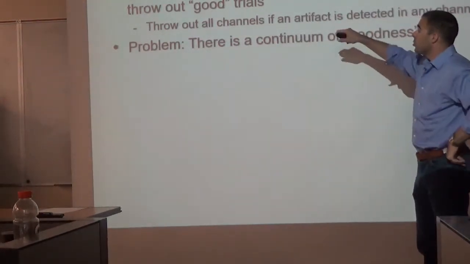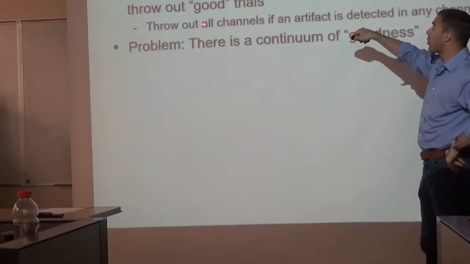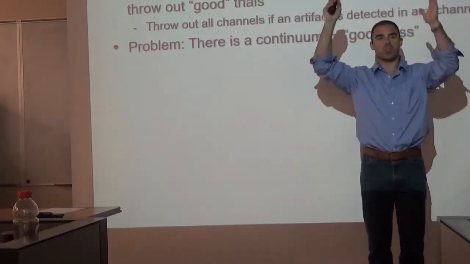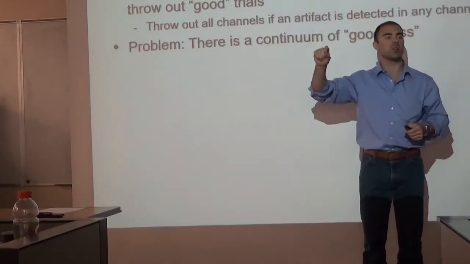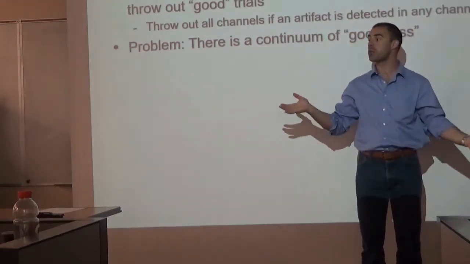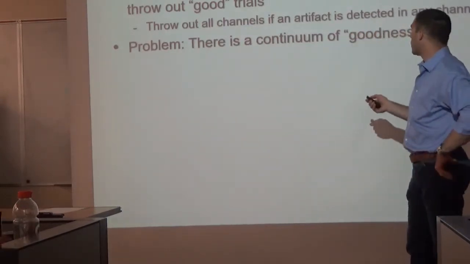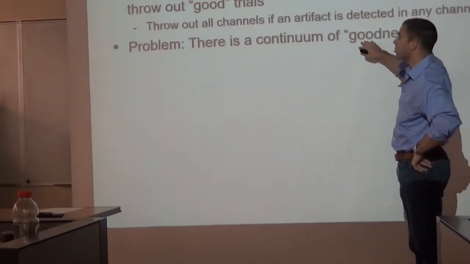And so, you could do one thing, which is basically throw out all the channels if there's an artifact detected in any channel. Okay, so during a particular trial, if there's a blink or there's something happening in one of the 32 sites, you just say, oh, we can't keep this one. So you got to throw that trial out. That's one thing you can do. That's just basic artifact rejection. Okay, but the problem with that is that there's what you might call a continuum of goodness.